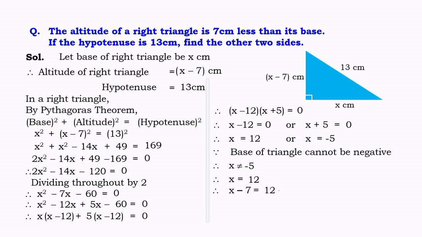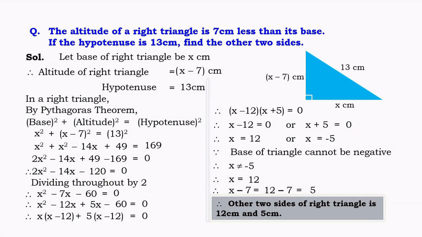Since the altitude is x minus 7, altitude equals 12 minus 7, which is 5. Therefore, the other two sides of the right triangle are 12 centimeters and 5 centimeters. So, the required answer is base equals 12 centimeters and altitude equals 5 centimeters.